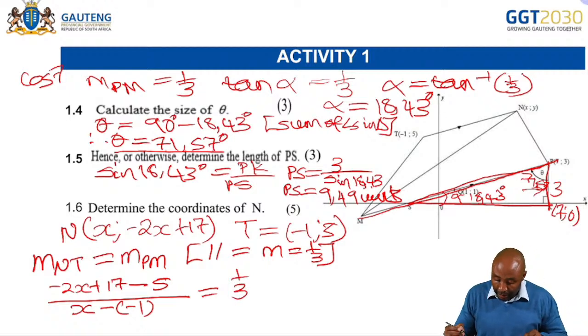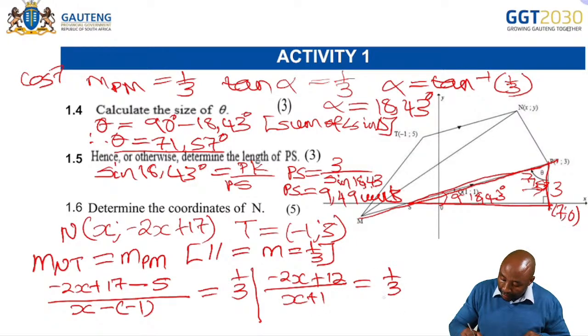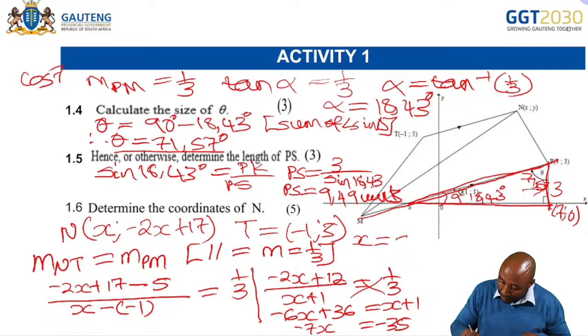From there on, I'll do my manipulation, and on my left-hand side, I will have -2x. 17 minus 5 gives me 12 over x minus -1, that gives me x plus 1, is equal to 1 over 3. Then I will cross multiply, and this will give me -6x plus 36 is equal to x plus 1. And then from there, I will take the x to the other side. I'll get -7x is equal to 1 minus 36. That gives me -35. So I'm able to get the value of x. So divide both sides by -7. I will get my x as +5.